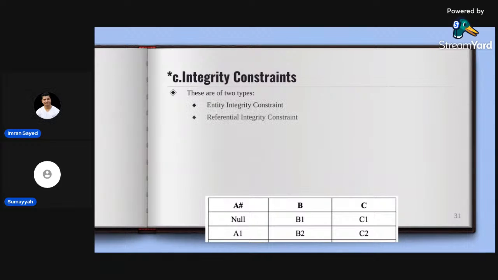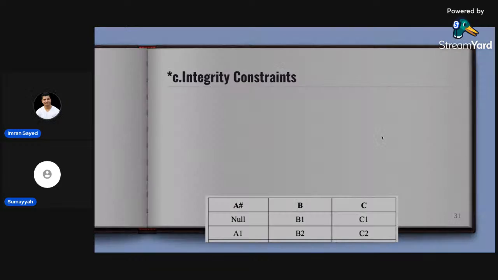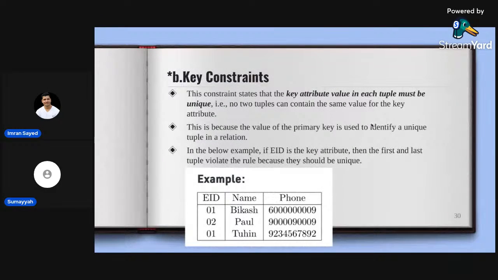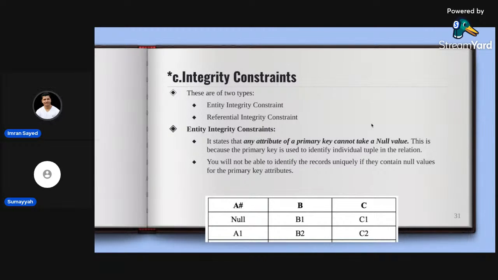Okay. Should be the other way. The values of the foreign key should exist in the other table. Right? Okay, I'll check that. Unless you're sure. It states that any attribute of a primary key cannot be null. The difference between entity integrity is that here we talk about the nullness, and in the key constraint we talk about the uniqueness.